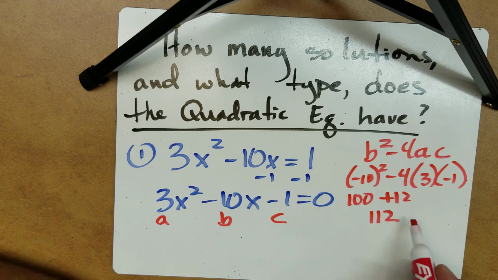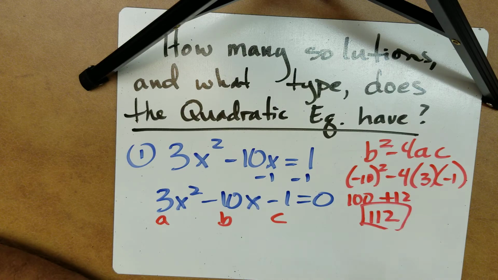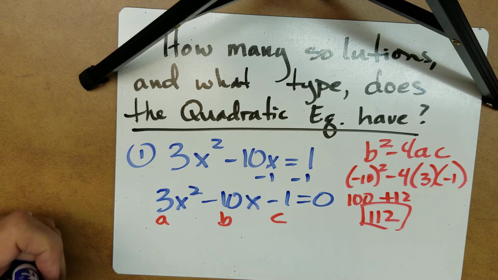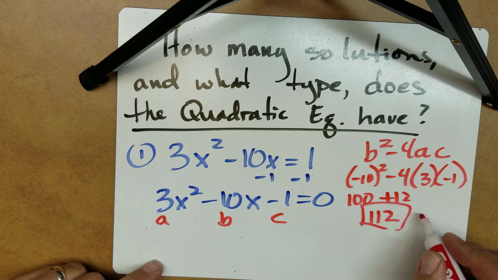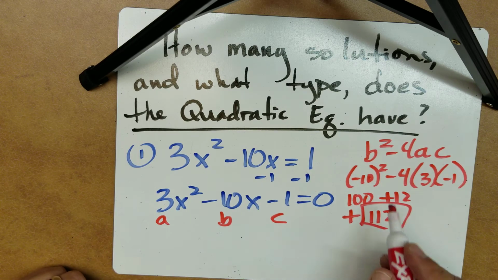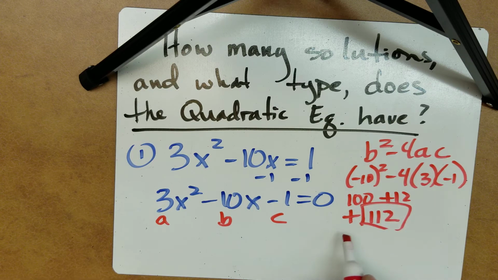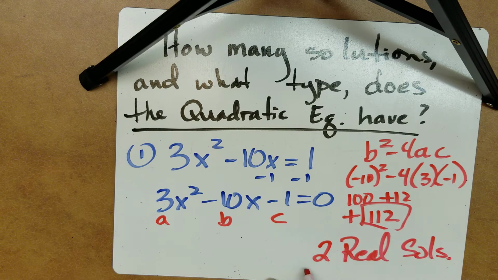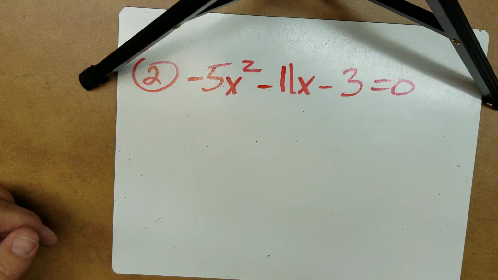Now listen, this is not your answer. You do not have 112 solutions. That is a very common mistake. What we just did, though, is we realized that this is a positive number, and so B squared minus 4AC is greater than 0, and therefore our answer is 2 real solutions. And that comes from the notes that you just wrote down from the last thing I had on this board. What situation do we have? Clearly my answer is positive, and that leads me to 2 real solutions. Let's do another one where maybe we have a negative or a 0.